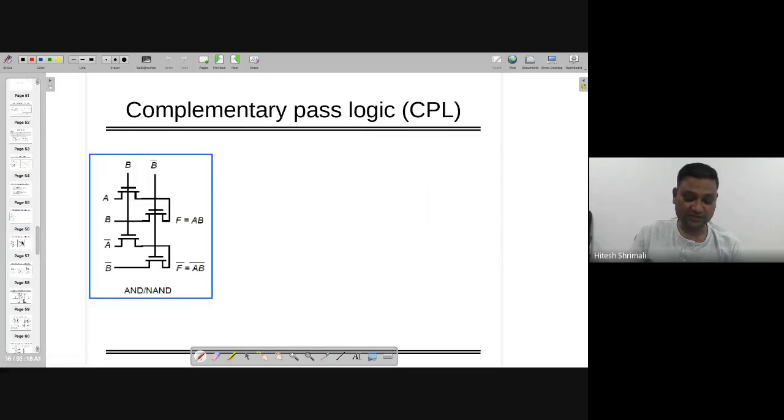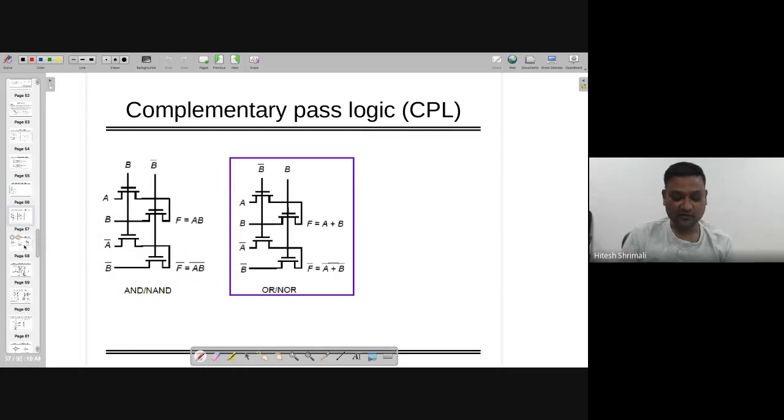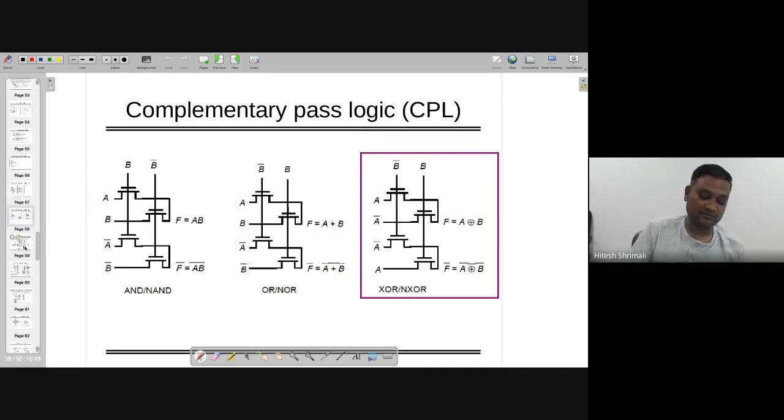Now, look at this structure where, if I am giving input as A, B, the other side will be A bar, B bar, right? This is the first circuit, and this is the second circuit. The only problem here is that the number of transistors will double, but at the same time you will get two outputs, F and F bar. Similarly, you can make another circuit where again the inputs are A and B, the other sides are A bar and B bar, and you will have F and F bar, which make the OR and NOR gates together. In the same way, you can make XOR and XNOR also.